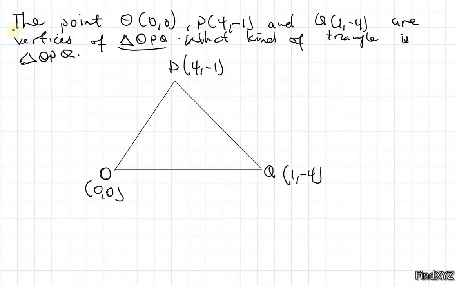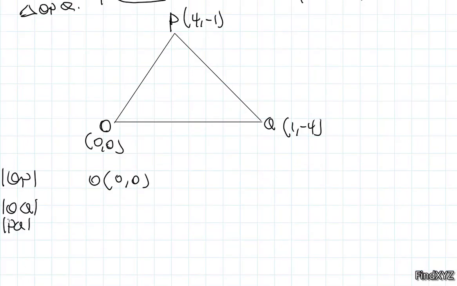How do we identify the type of triangle? Before we can make that decision, we need to know the length of these sides. So we can first find the length of OP, then we can also find the length of OQ, and then we can find the length of PQ. After that, we'll make a decision on the type of triangle. So let's find the length of OP.